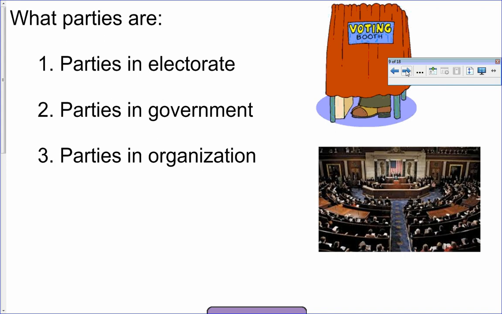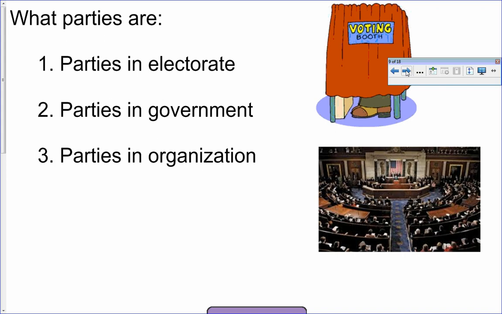All right, last slide for this set of the parties notes here. We want to talk about the way parties exist. Your book is going to refer to parties existing in 3 different ways. Okay, we have parties in the electorate. This is when you and your parents went to the polls yesterday and voted. So the parties in the electorate is how people identify themselves as voters. On the ballots it will say Democrat, Republican, Libertarian that your crazy teacher voted for.